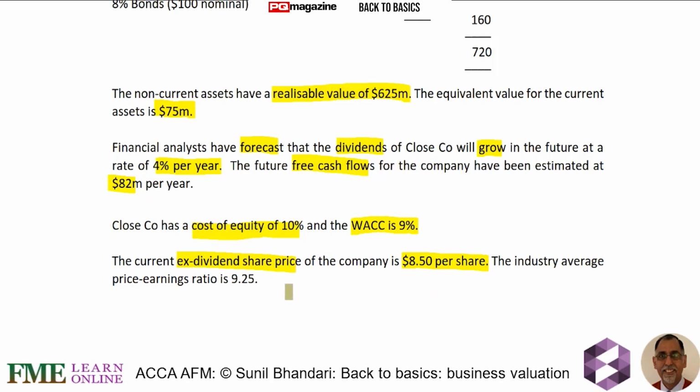We have the industry average PE ratio at 9.25, and again we're going to need that for the earnings-based valuation. So that's the basic information, that's what we've got. What we're now going to do is to utilize that information, and I'll show you the presentation of the calculations using the ACCA's practice platform, CBE software, the spreadsheet.